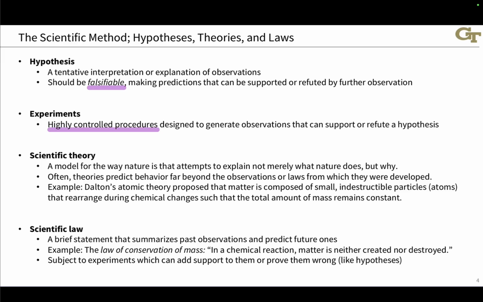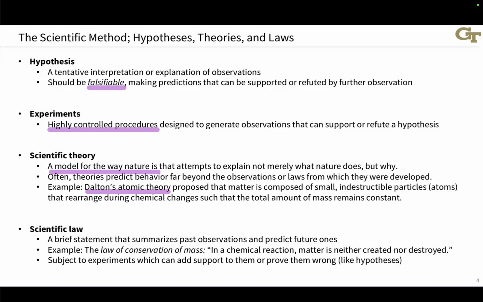As hypotheses pick up experimental evidence, they develop into models for the way that nature is, these scientific theories, and theories can be predictive. They predict behavior beyond our current observations that, for example, we can test in later experiments. Dalton's atomic theory is a classic example of this, a theory that existed way before we had direct visual or submicroscopic evidence for atoms, but nonetheless predicted that matter was going to behave as if it is made of these tiny, indestructible particles called atoms.